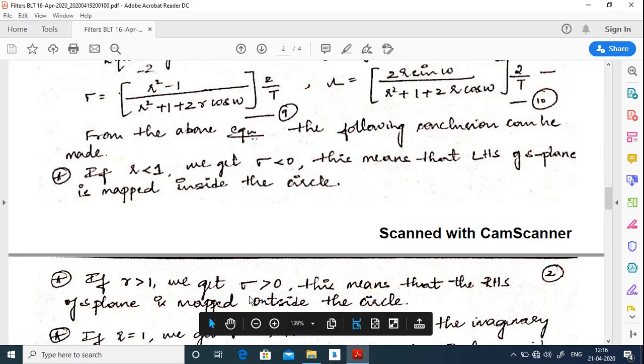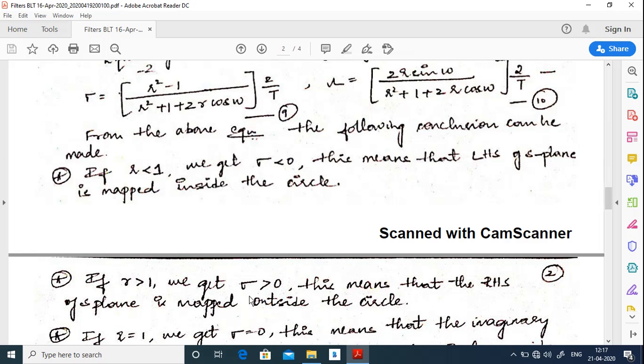When poles are mapped outside the circle, or when poles are in the RHS, in general, the poles situated outside the circle or in the RHS will lead to an unstable system, isn't it? So we won't consider that.